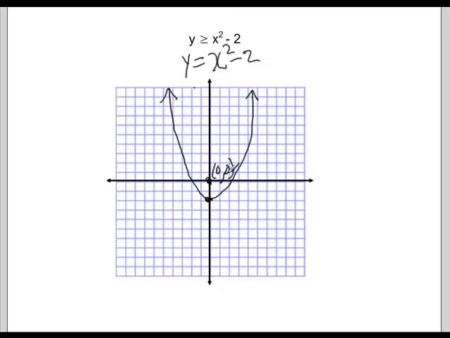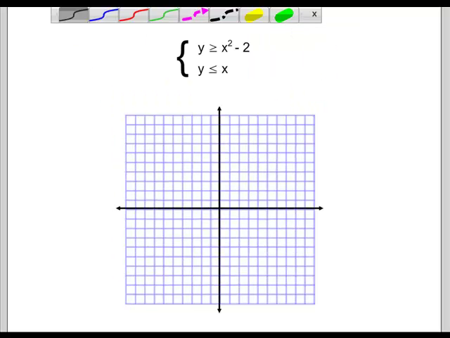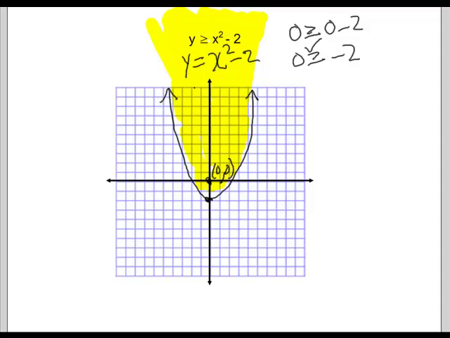If I plug that in, I'm going to get 0 is greater than or equal to 0 squared, which is 0, minus 2. So 0 is greater than or equal to negative 2. Is that true? Yes, it is. Therefore, our region is this region inside of the parabola. I didn't draw it, but it's going to go all the way up here, because the parabola will go all the way up. And all of this stuff out here will not satisfy it. So those are just one inequality each: y is less than or equal to x, and y is greater than or equal to x squared minus 2.